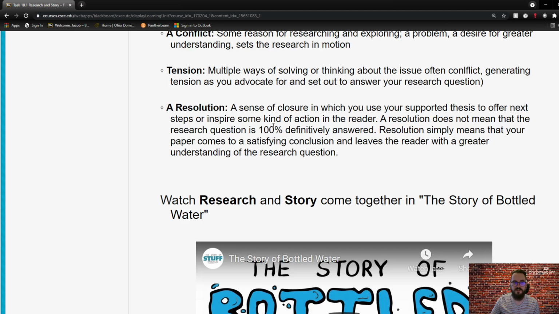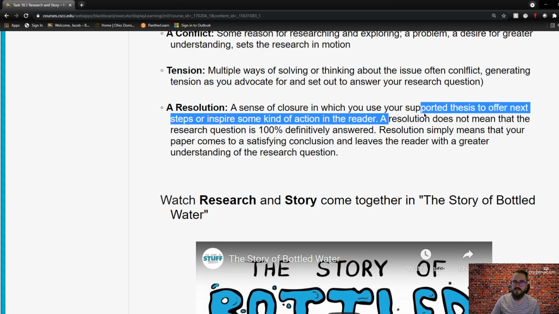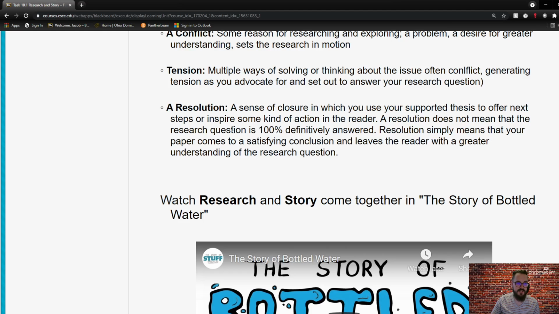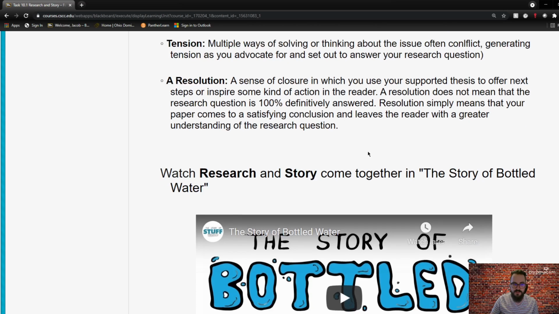And then a resolution, a sense of closure in which you use your supported thesis to offer next steps or inspire some kind of action in the reader. A resolution does not mean that the research question is 100% definitively answered. Resolution simply means that your paper comes to a satisfying conclusion and leaves the reader with a greater understanding of the research question.